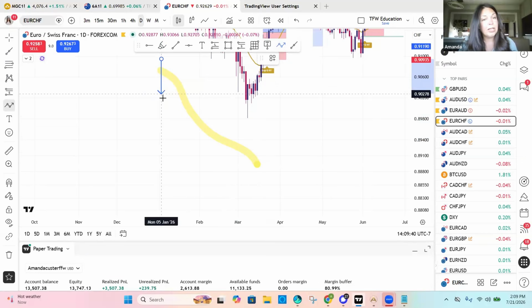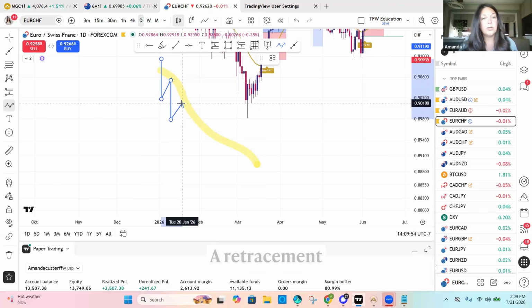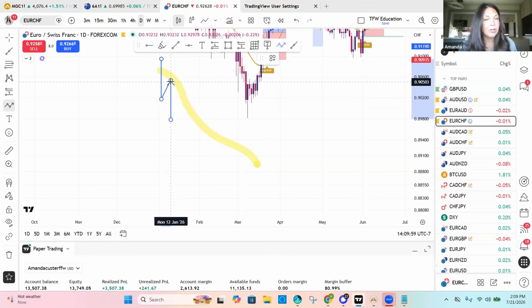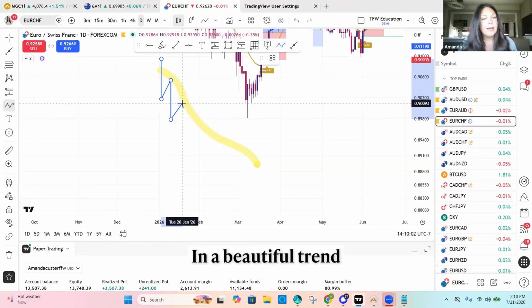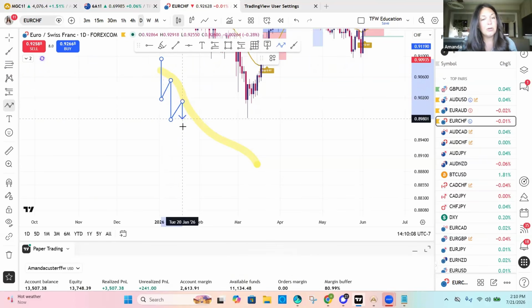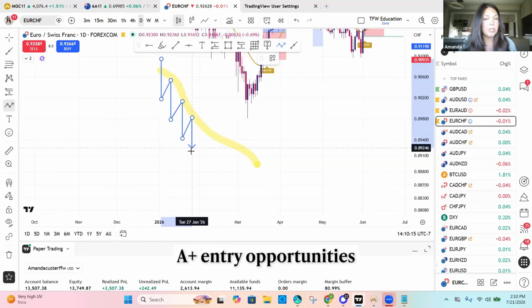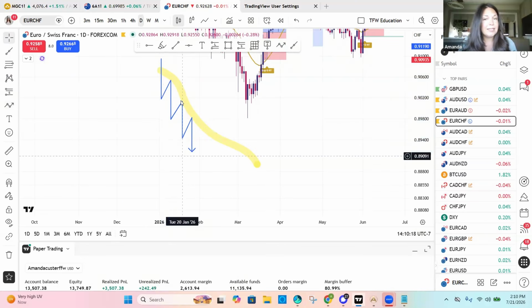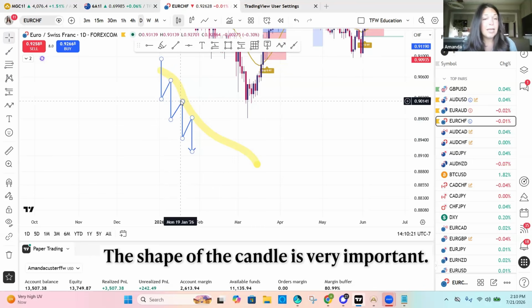We're waiting for the market to pull back like this into the EMA and not break above it, but to simply bounce off of it. And that little bounce, you can call it a retracement. You can call it a retest of the EMA. It's testing this level and then continuing to push down. In a beautiful downtrend, we have lower highs and lower lows. So every time the market pulls back and bounces off our EMA, that's where we're taking those A plus entry opportunities. Okay. Now, when we're taking these A plus entry opportunities, the shape of the candle is very important.